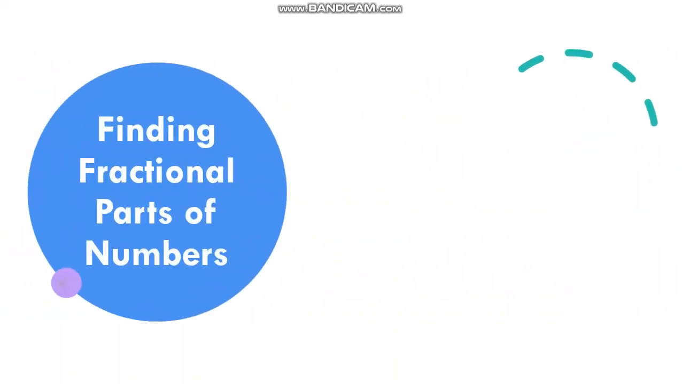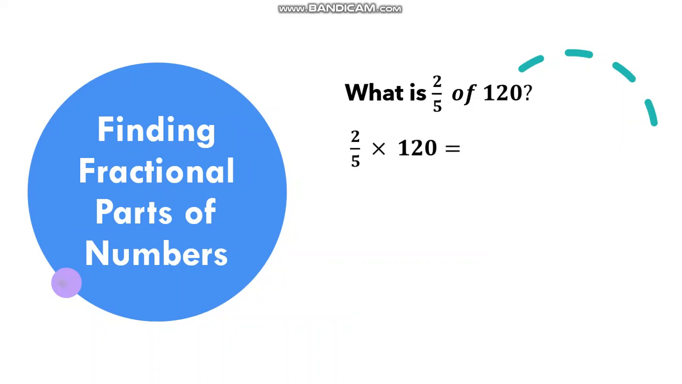Now let's find fractional parts of numbers. Look at the question. What is 2/5 of 120? Since we have to find 2/5 of 120, we can write 2/5 multiplied by 120. Now we can turn 120 into a fraction. So we can now write 2/5 multiplied by 120 over 1. Keep in mind that a whole number over 1 is still a whole number.